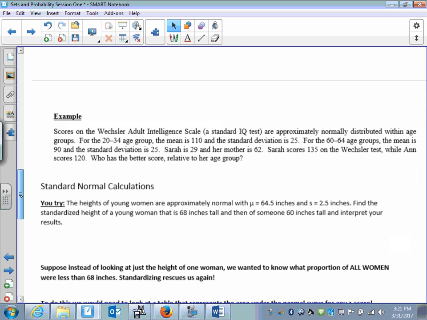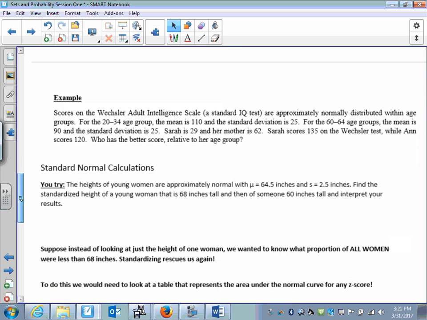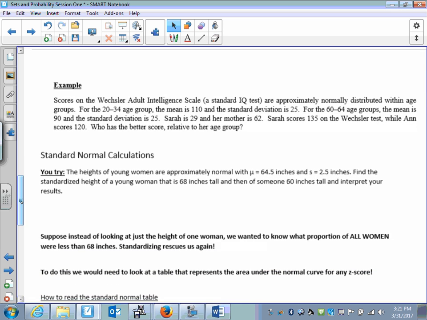Now let's go ahead and do some examples here. Scores on the Wechsler Adult Intelligence Scale are approximately normally distributed for age groups. For 20 to 34, the mean is 110 and the standard deviation is 25. For the 60 to 64 age group, the mean is 90 and the standard deviation is 25.